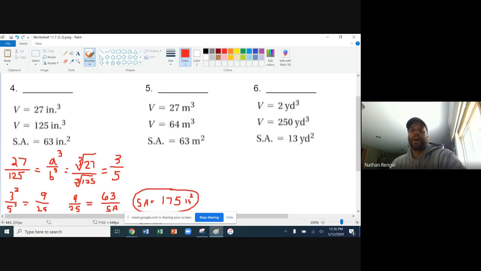Now as you look at problem 5, 27 and 64, so when you write 27/64 as a ratio like we did to start this problem, that does not simplify, so you can go ahead and cube root both of those. But 2 and 250, when you write this as a ratio, 2/250, you're going to want to look to see, can I simplify this fraction? Because you can simplify that one. And then after you simplify, you'll take the cube root. So good luck. You're ready for 4, 5, and 6.